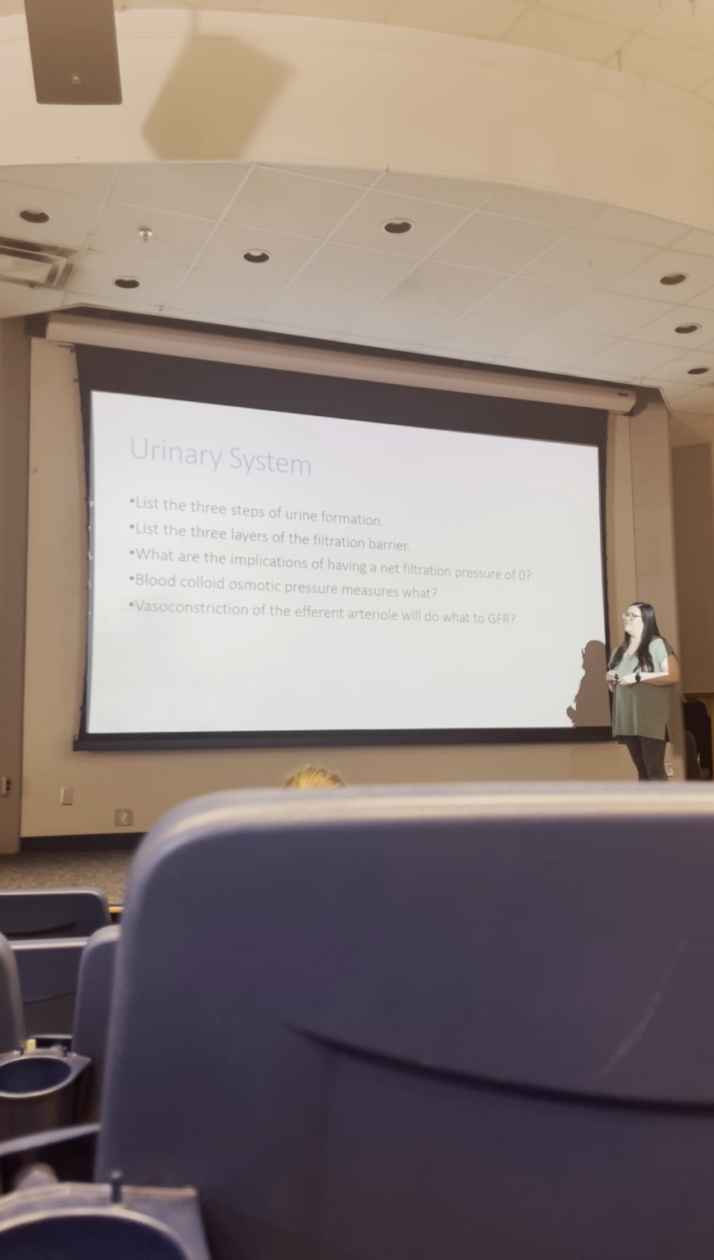Okay, so vasoconstriction of our efferent arteriole will do what to our glomerular filtration rate? So our rate of filtration, if I constrict my efferent arteriole, do we think that's going to raise it or lower it? It's going to do what? Raise it, absolutely, right? So why is it going to raise it? What do we think? It's kind of twofold, right? So if I constrict the blood vessel that exits the glomerulus.